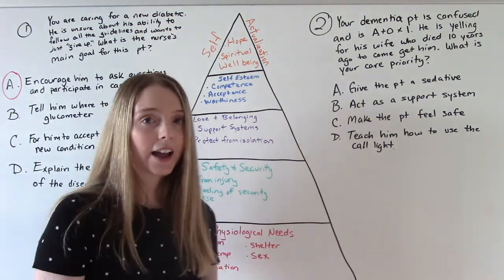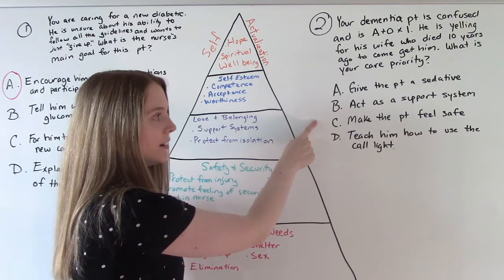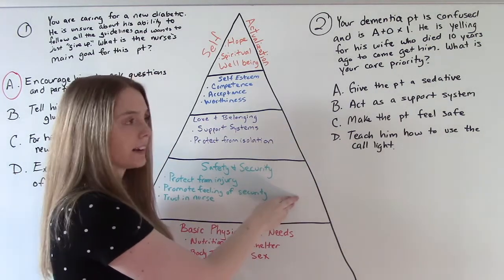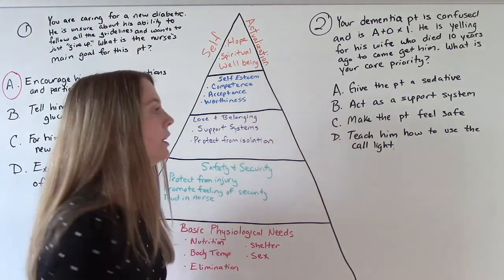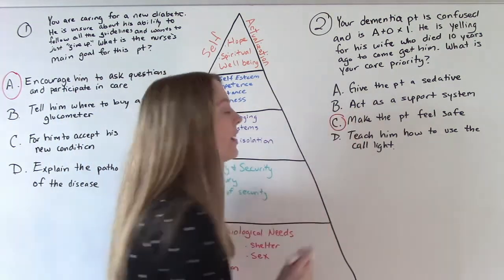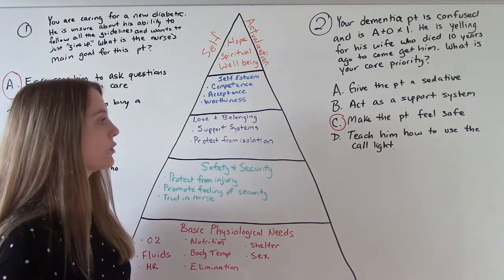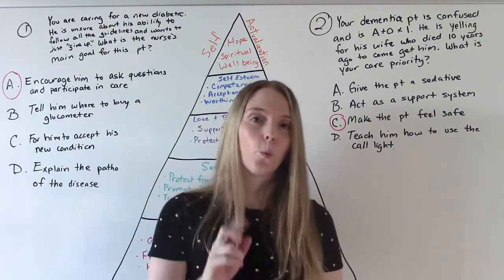So using the hierarchy, we saw B and C. And then what one's the most basic? Safety and security is more important than love and belonging. So we know that C is the correct answer for this patient. Let's just do one more.